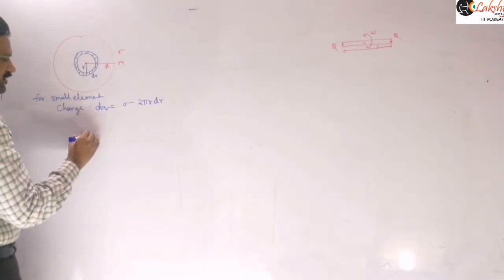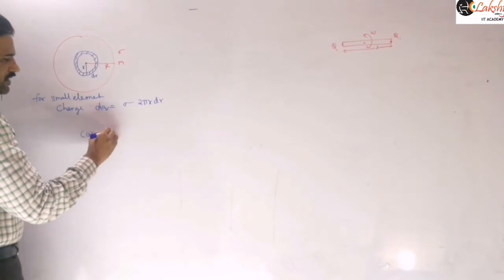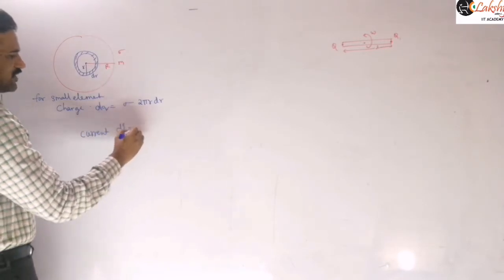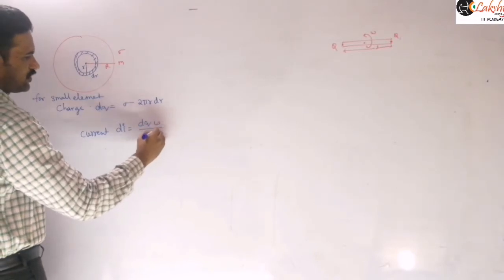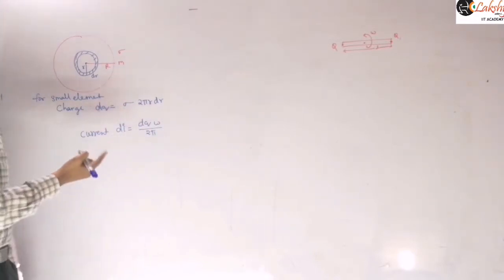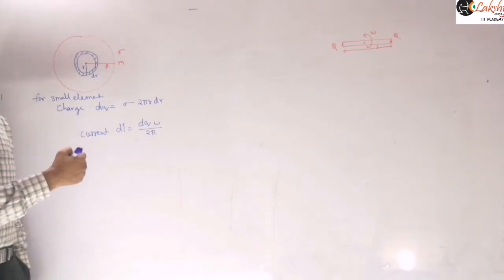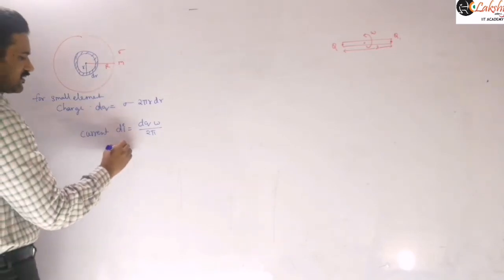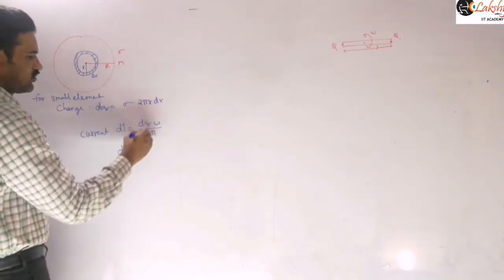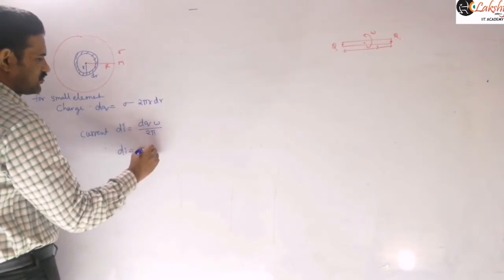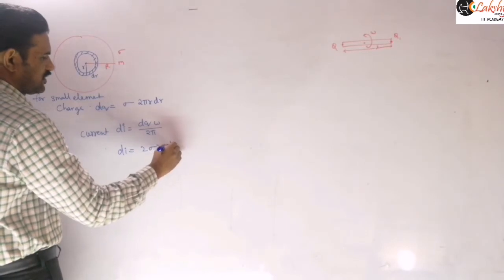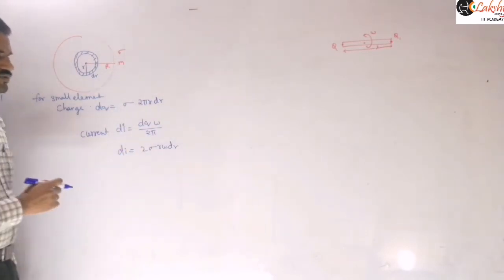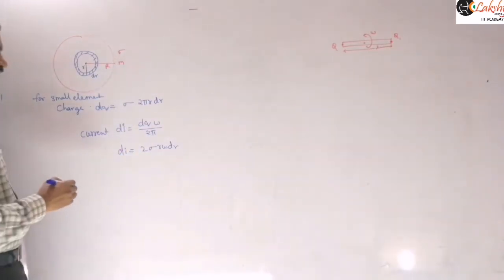Therefore, current due to that small element, di, is equal to dq into omega by 2 pi. We wrote this many times, dq by t, where t is 2 pi by omega. So dq value you can substitute there. Then it is 2 sigma r omega into dr. That means this 2 pi will be cancelled once you substitute the dq value there, right?